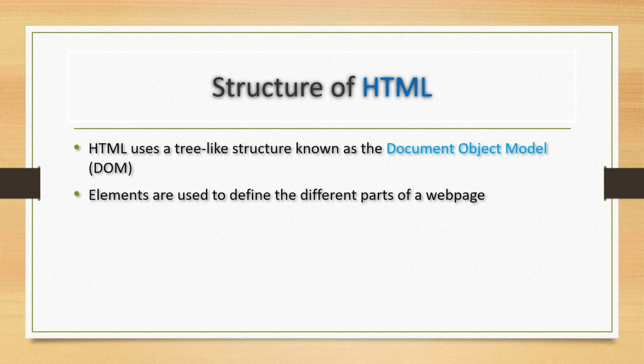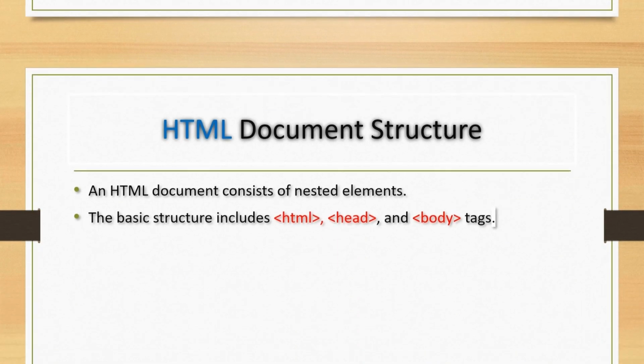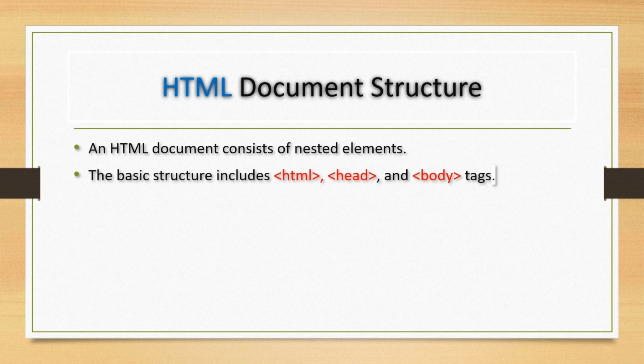Structure of HTML. HTML uses a tree-like structure known as the Document Object Model, DOM. Elements are used to define the different parts of a web page. HTML document structure. An HTML document consists of nested elements. The basic structure includes keys and tags.